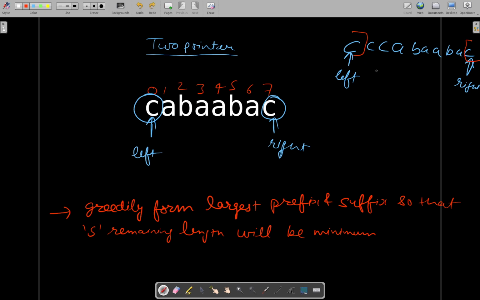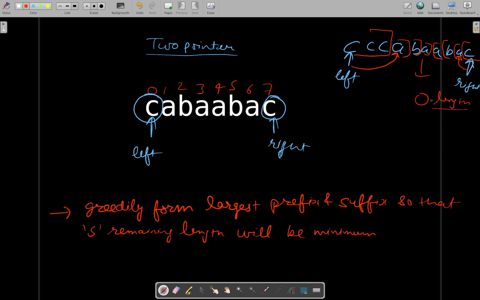Instead of that, you should have picked this portion, okay, and this portion from suffix, and you should have deleted, and then your left would have moved here and your right would have moved here, and then you can see that it will keep going. So this portion and then this portion, then this portion and this portion, and then this portion and this portion, and at last your string would have been empty of 0 length.